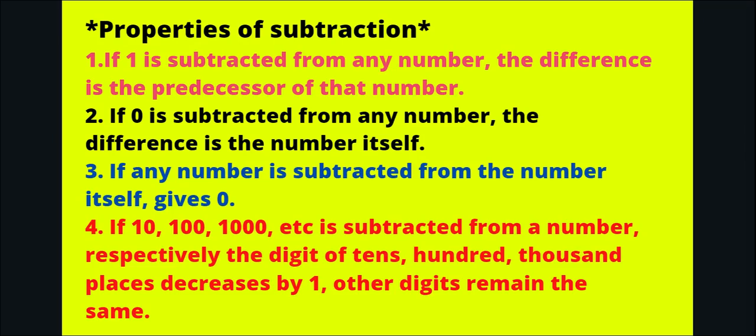If 10, 100, 1000, etc. is subtracted from a number, respectively, the digits of tens, hundreds, and thousand places decrease by 1. Other digits remain the same. For example, 5392 minus 10 gives 5382.